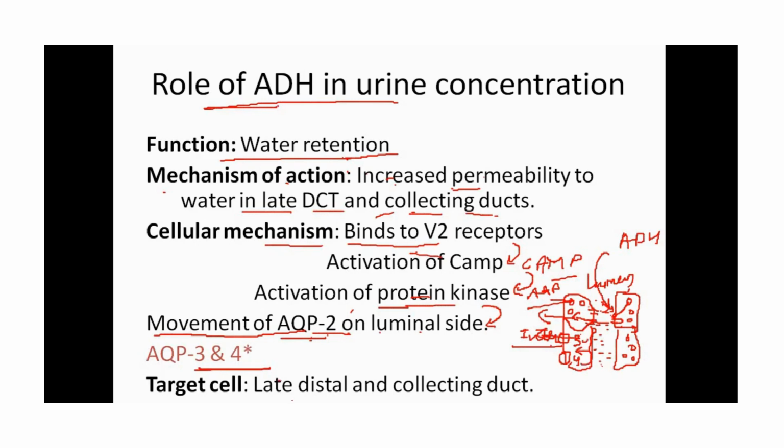टारगेट सेल कौन है ADH के? Late distal and collecting duct cells. So this is how ADH is working. So in connection with medullary hyperosmolarity and ADH, these two things are working for making the urine concentrated. So अगर ये क्वेश्चन आता है तो ये सारा आपके पास होना चाहिए आपके आंसर में.